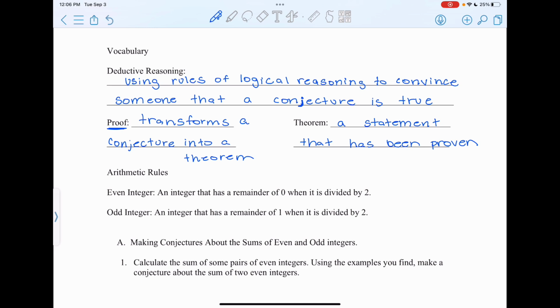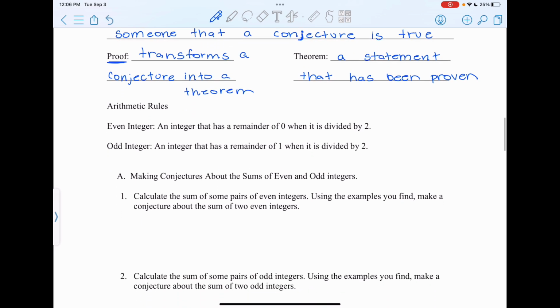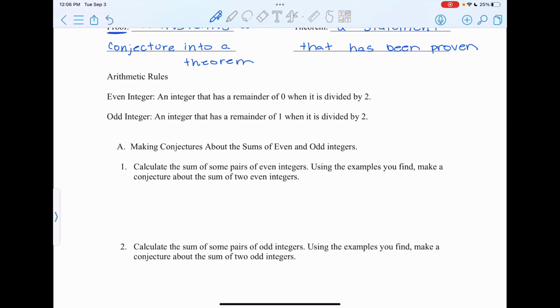So let's see an example of using deductive reasoning. Some rules to get started though. An even integer is an integer that has a remainder of 0 when it is divided by 2. So anything that's able to be divided by 2 perfectly is even, such as 2, 4, 6, 8. And any integer that has a remainder of 1 when it's divided by 2 is odd. So for example, 1, 3, 5, 7, 9.